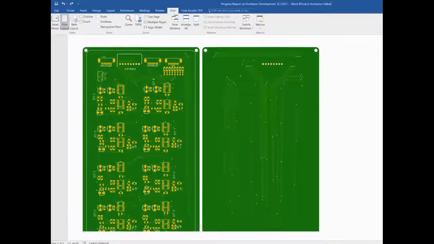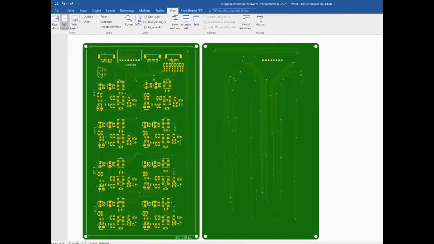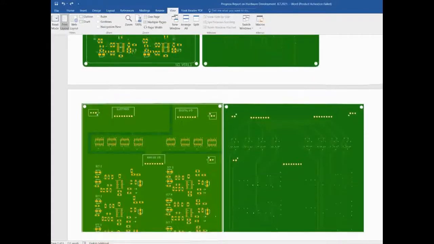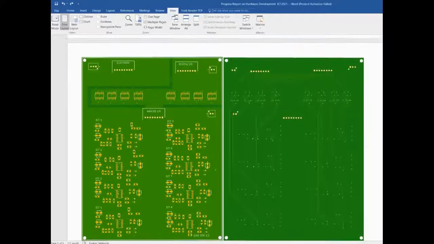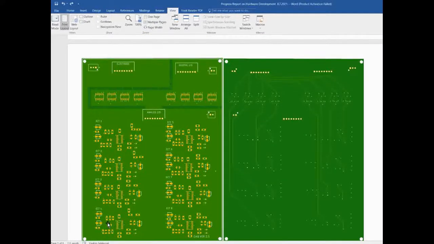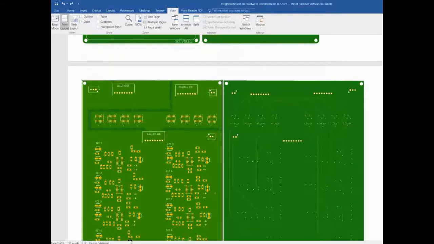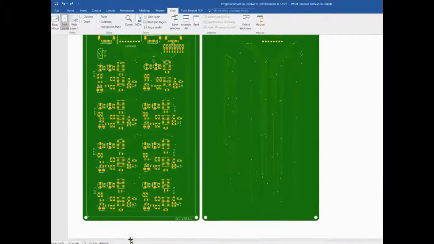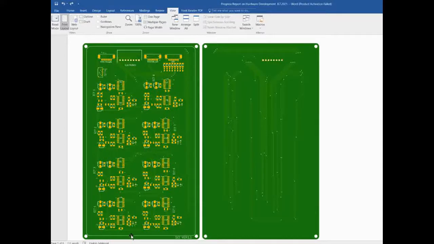Basically, this is what I did over this one week, almost 2 weeks, of revising this PCB. As you can see, this is the first version, 1.0, and this is 2.5.